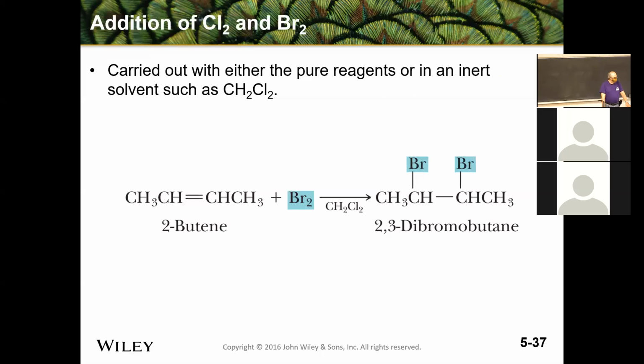This is probably about the point where we left off. Addition of halogens. We can add bromine or chlorine to a double bond. And all that's required here is to mix the two. The reaction occurs almost immediately. This can be done either with bromine liquid, or more commonly it's in a solvent such as methylene chloride, dichloromethane.